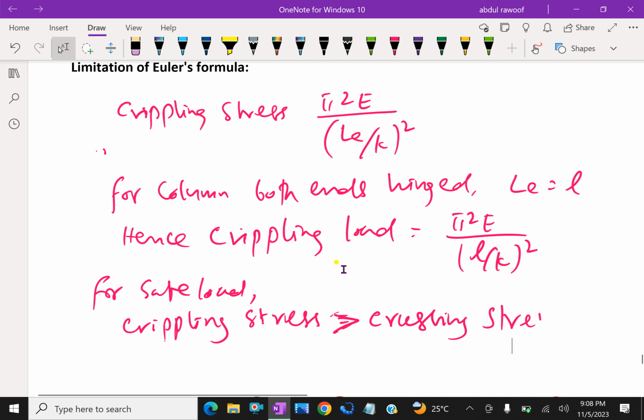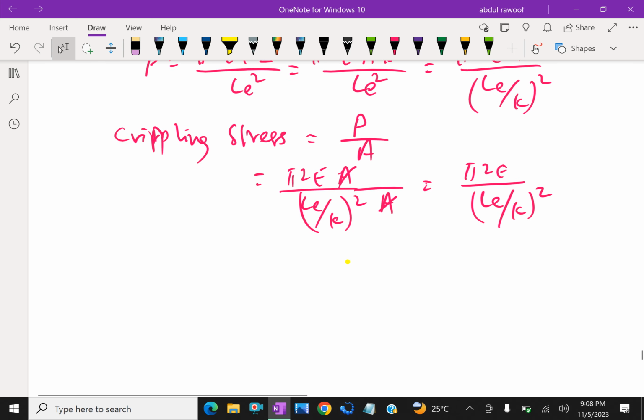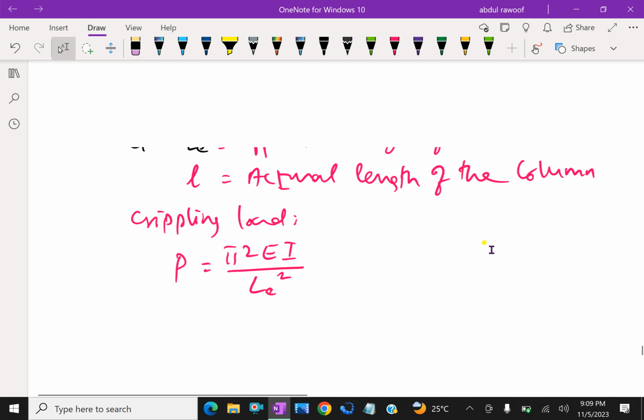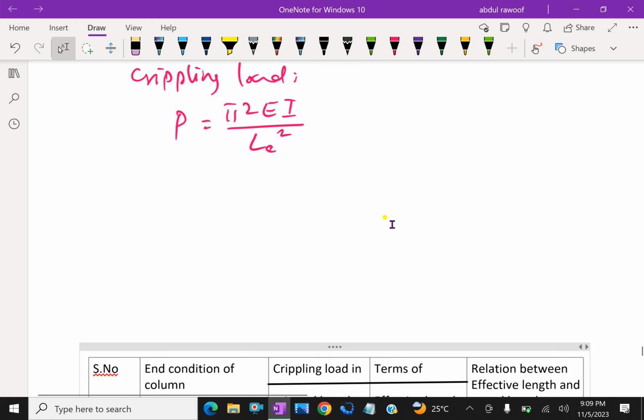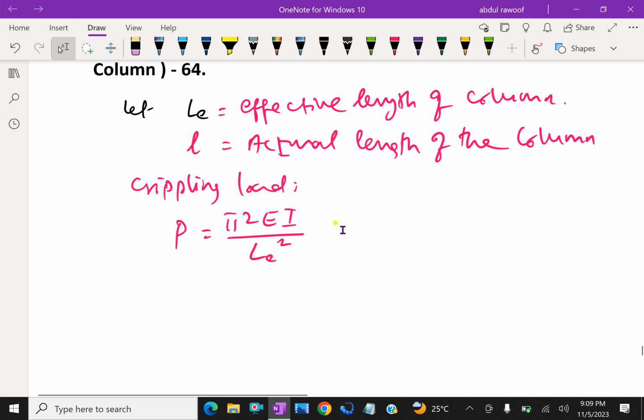So far we discussed the tabular form of different conditions of load, as well as crippling load, actual length and effective length, and comparison of actual length and effective length. And as well we discussed crippling load in different conditions.